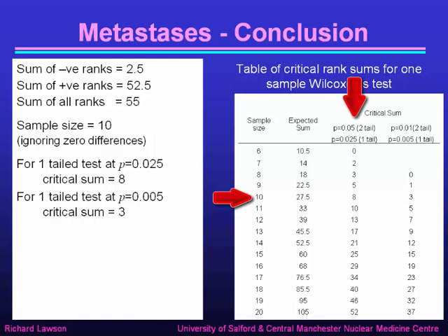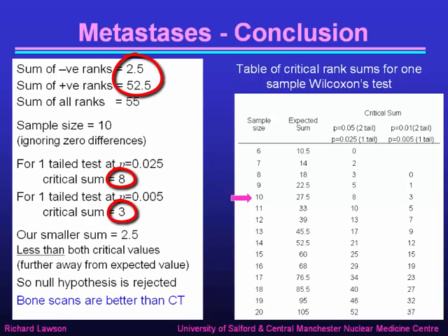P of 0.025 one-tailed gives us a critical sum of 8, and P equals 0.005 one-tailed gives a critical sum of 3. Now we take the smaller of our rank sums. The smaller of 2.5 and 52.5 is clearly 2.5. So that is both less than 8 and less than 3. So we have a result that is significant not just at the P equals 0.025 level, but the P equals 0.005 level as well.